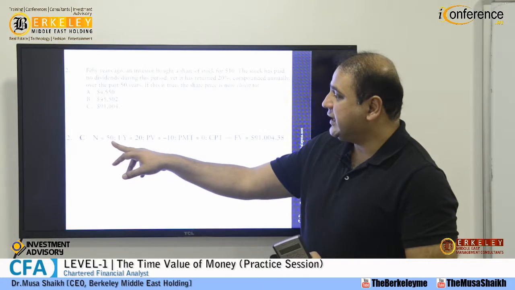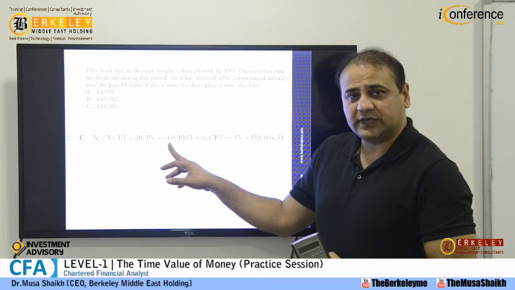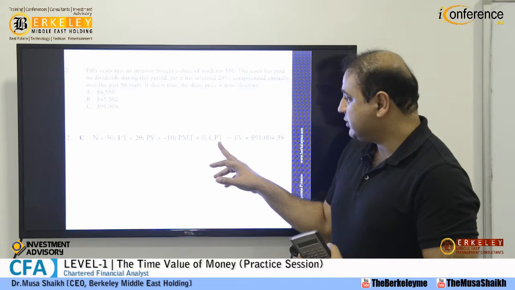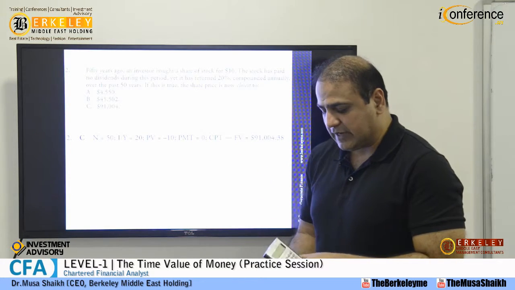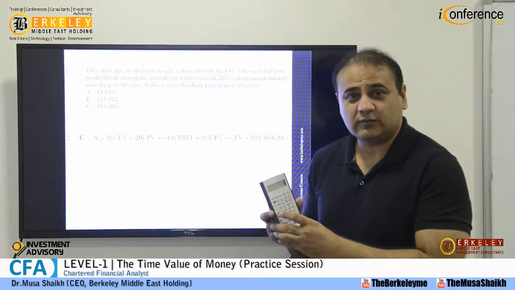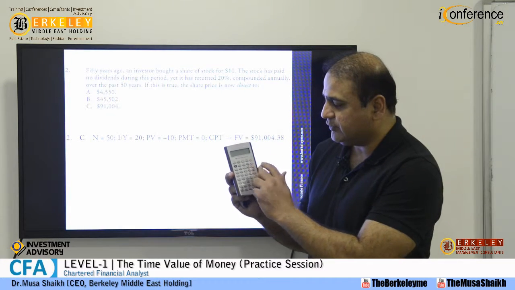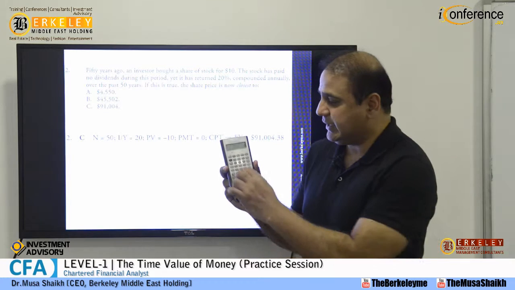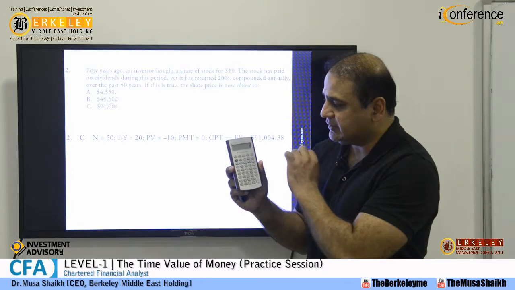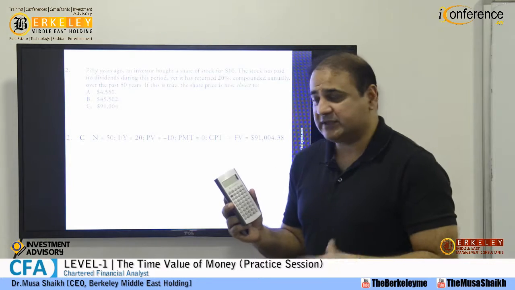So you can see N is 50 years, IY is 20, present value is 10. There will be no payment over the period of time, so we have to compute the future value. In front of you, I'm going to put in the information, and before anything, as I told you, just to avoid a mistake, press compute second and clear. This is the command for removing any kind of previous data.